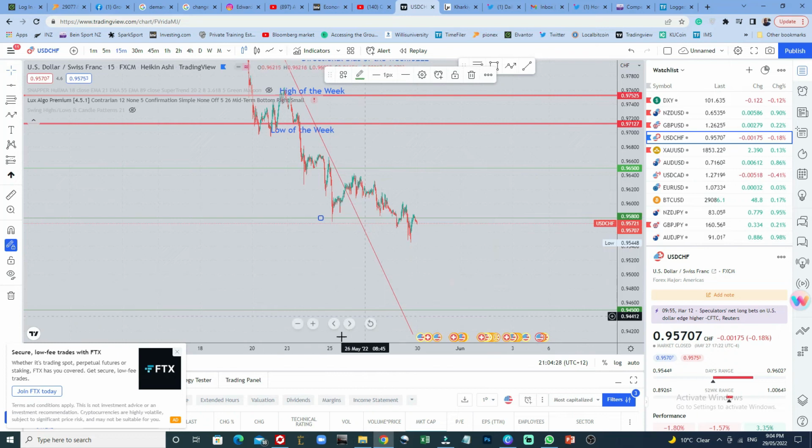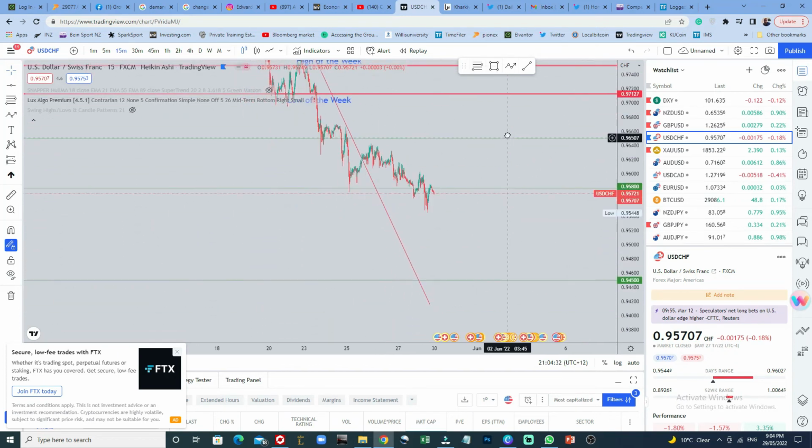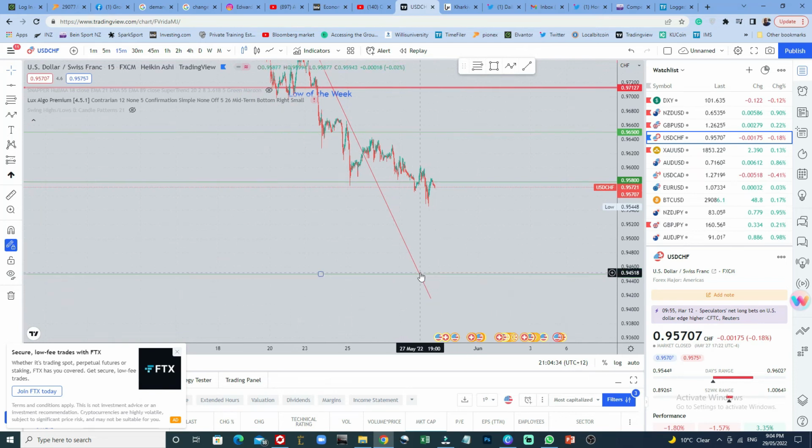Now we're looking for entry. There's a psychological level here as well. Let's try and create a lot of psychological levels around here to see if we can find a better entry. And the last thing to do is to ensure that for an entry to take place, there must be a double bottom or a bounce.